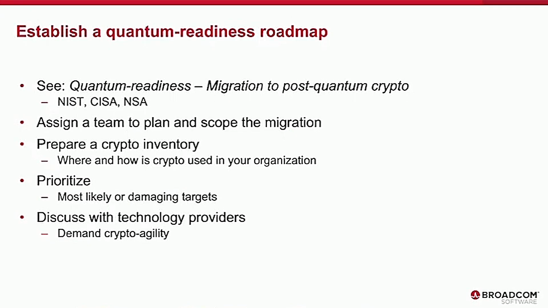You should assign a team to plan and scope the migration at some point. One of the first steps is going to be to prepare a crypto inventory of your systems. Where and how is crypto used in your organization? You're going to look at the more critical targets, and you're going to need to prioritize those. And you're going to need to discuss with technology providers. So all technology providers listening to this, right? You need to make sure that you have the crypto agility to adapt to this. And if you're a consumer of technology that relates to API and API security, you need to demand that crypto agility, because that is about to become very important.